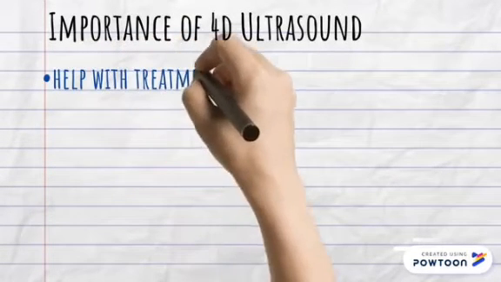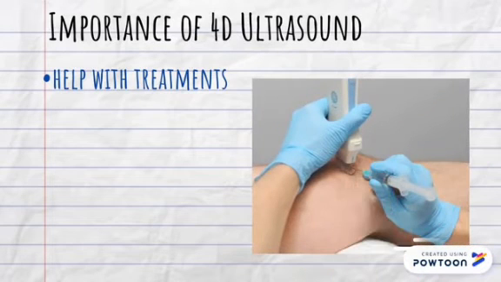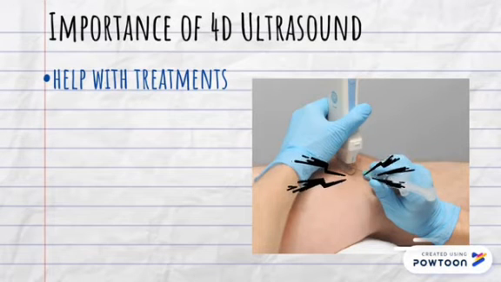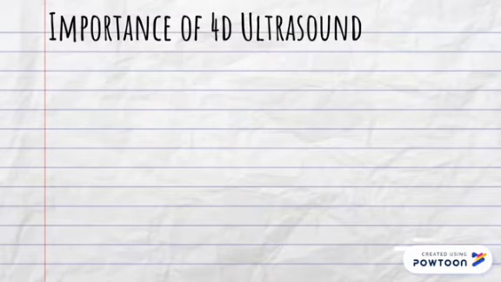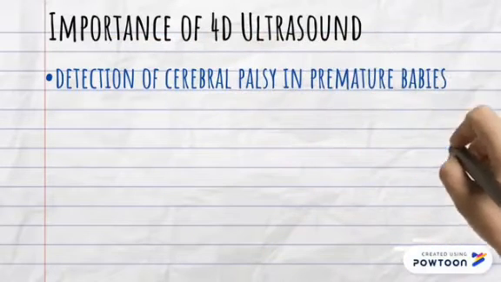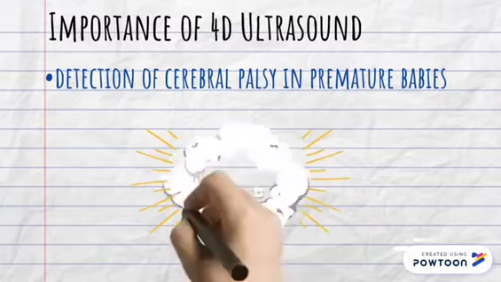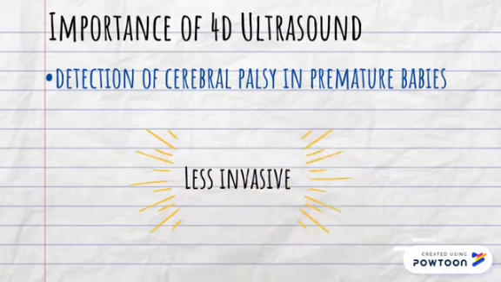It also helps with treatments. For instance, it shows the correct site for biopsy by allowing accurate placements of needle injections in order to locate the best place to take a tissue sample from the body. Occasionally, 4D ultrasounds can be used for the early detection of cerebral palsy in premature babies, favorably due to being less invasive than other procedures.